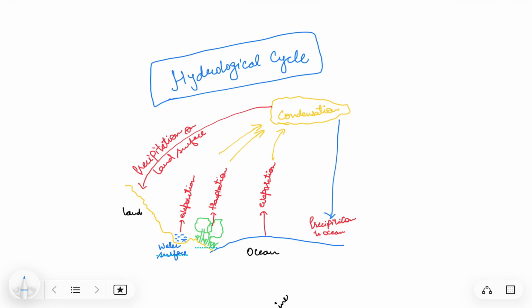So there are different methods of evaporation. It can be from plants. In case of the plant, it will be known as transpiration. Surface water, running water, lakes, rivers, reservoirs, all these will form condensation, and it will result in the precipitation to the oceans and on the land surface.